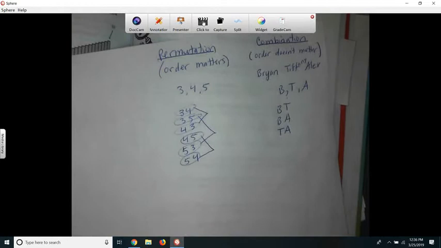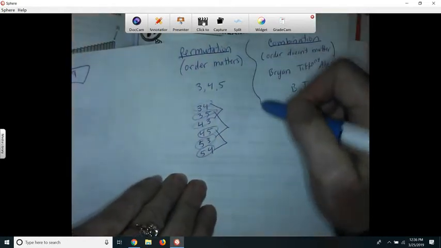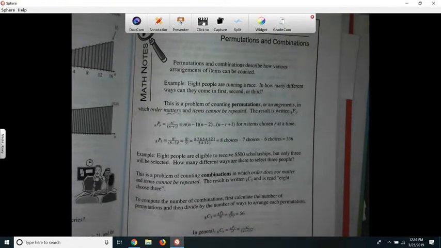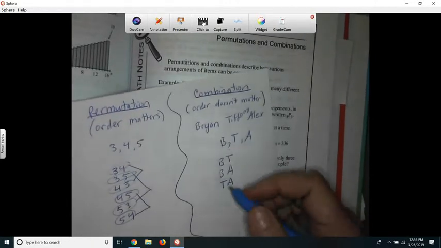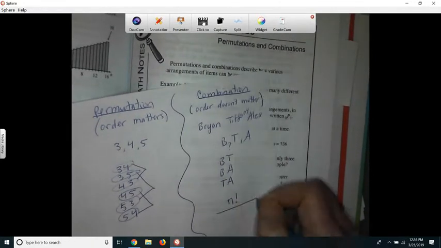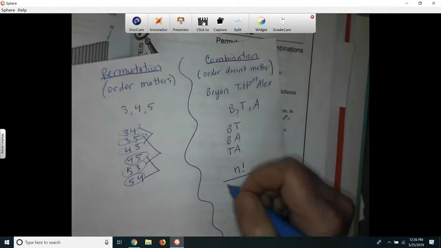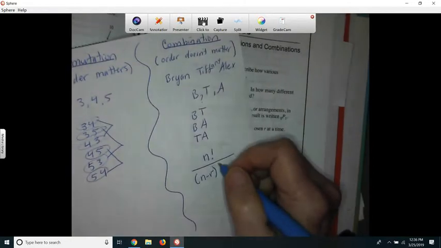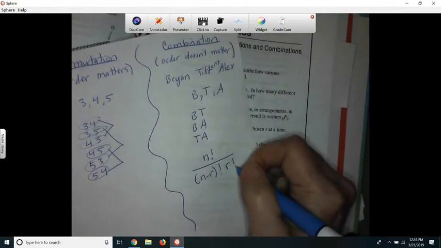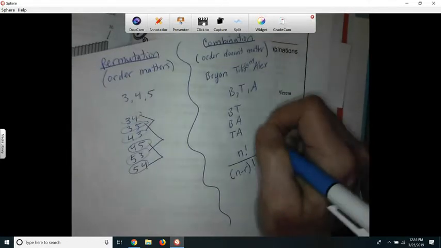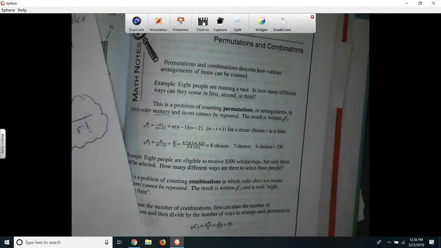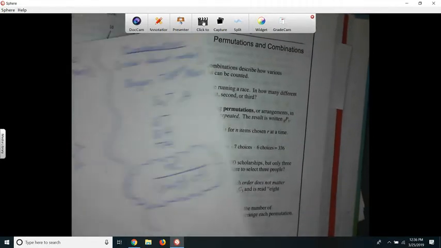So there are formulas for permutations and there's a formula for combinations. Let's do the combination one first. It's n factorial. I'm just grabbing this right out of your math notes box. And this is n minus r factorial, times r factorial. This is the formula you got out of your math notes box for the combination of n things taken r at a time.